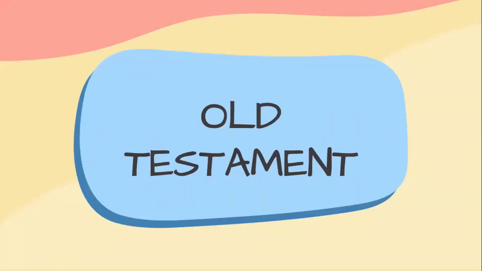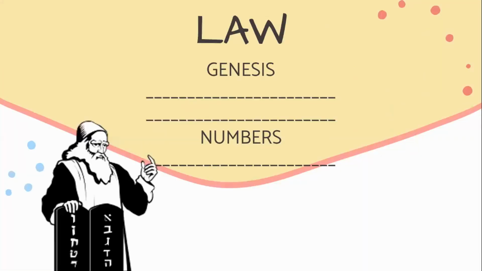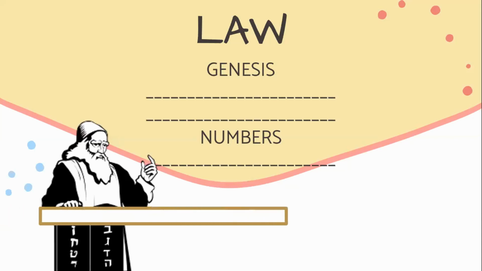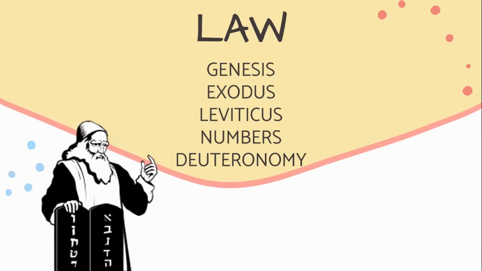Let's see if you guys can remember some of the books of the Old Testament and New Testament, the ones that we've already learned. So for the Old Testament, we start out with the books of the law. Okay, so in the law, there are 5 books. So there's Genesis, Exodus, Leviticus, Numbers, and Deuteronomy.